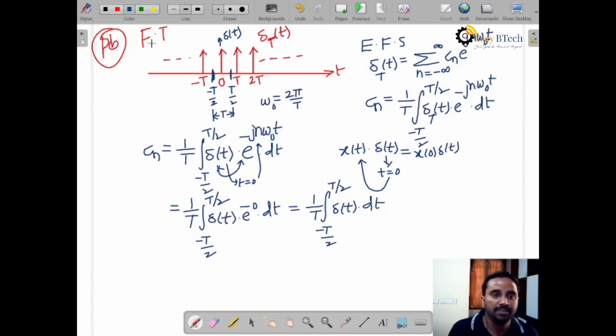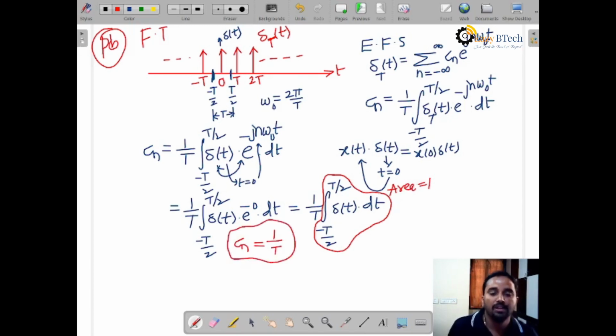What does this integral represent? The area under the impulse, or the strength of the impulse. How much is the area under the impulse? 1. So finally we get cn is equal to 1 by T. This is cn. Now this cn we are going to substitute in the given periodic function representation. So what is the periodic function representation as per the exponential Fourier series?